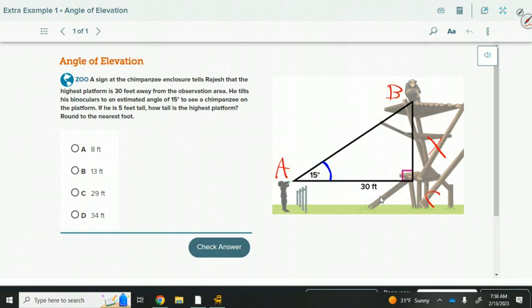So again, the platform is 30 feet away, and we're trying to find the height of the platform. What ratio are we going to use for this? Exactly. Okay, so why tangent? Yes, we're using tan. So we have our angle A, and it's going to be the opposite over the adjacent. That is correct. So we have our opposite, it's going to be BC over top of AC.